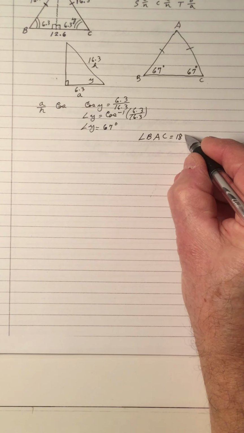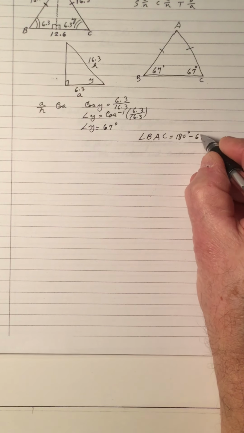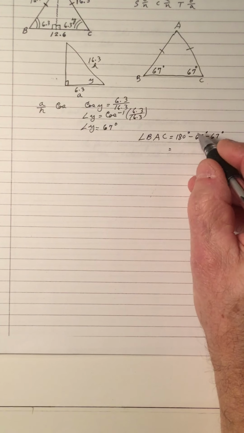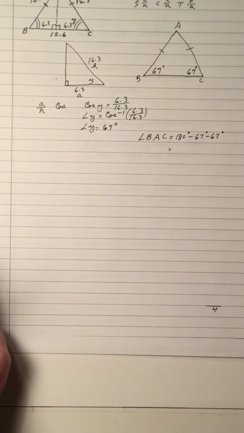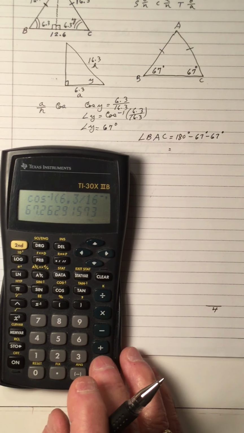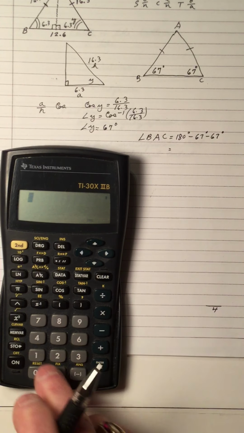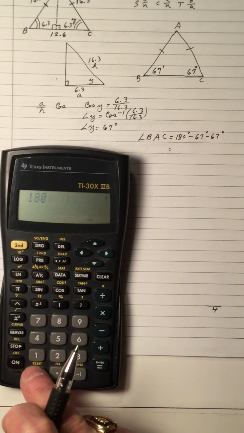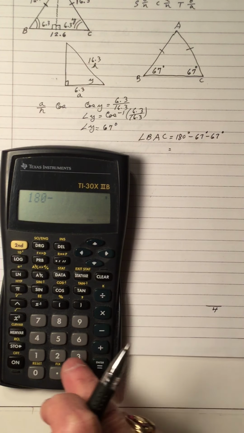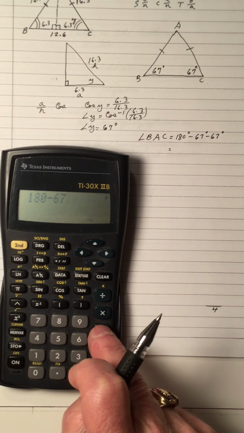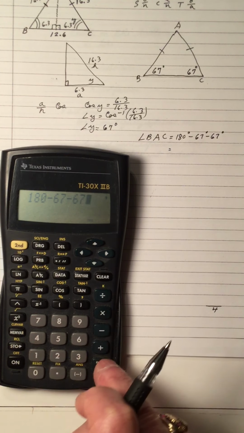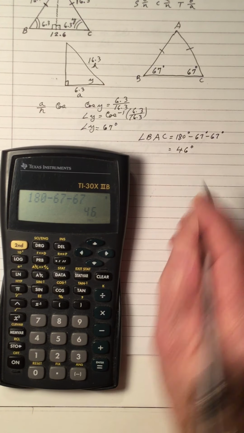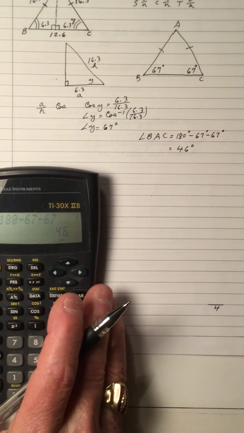So that's 180 minus 67 minus 67, because there's 180 degrees in the triangle. So when we plug all that in, we get 180 minus 67 minus 67. So the angle we want is 46 degrees.